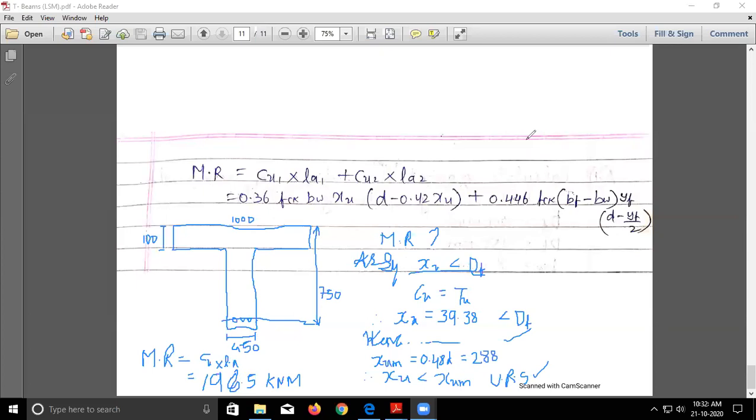Okay, I think the last 10 minutes are remaining. So let us finish this problem. Give me the values. The procedure is the same. So first you will assume Xu less than Df, and then you will check whether it is an under-reinforced section or not, and then you will find out the MR.